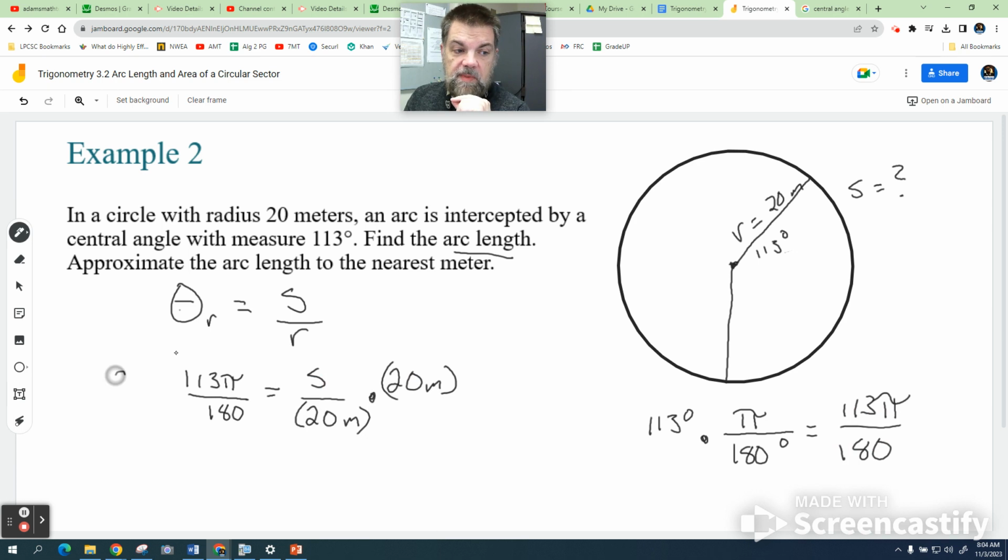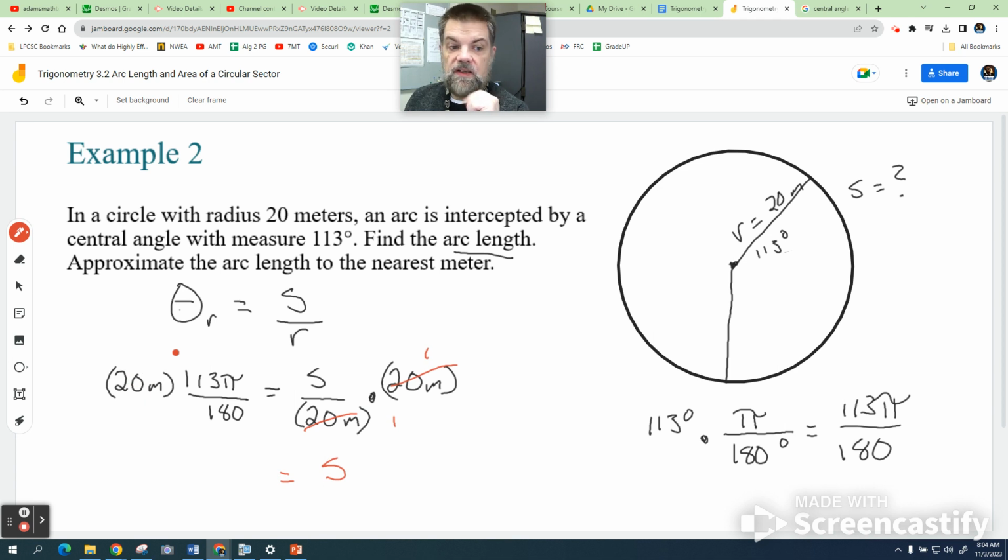And remember, whatever I do on one side of the equal sign, I have to do to the other. 20 meters divided by 20 meters reduces down to 1 over 1. So on the left-hand side, I'm just going to get s for the arc length. Yes? Is that an s or a pi? Well, the formula is the s, right?